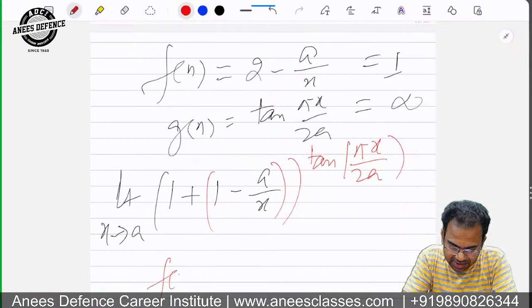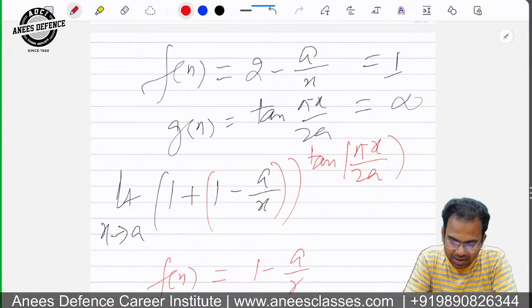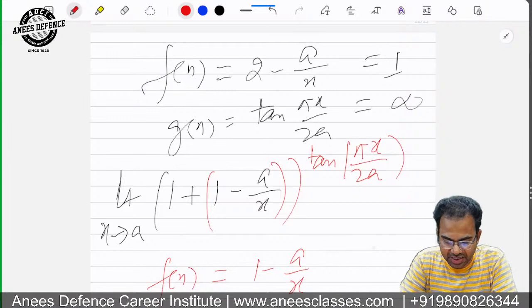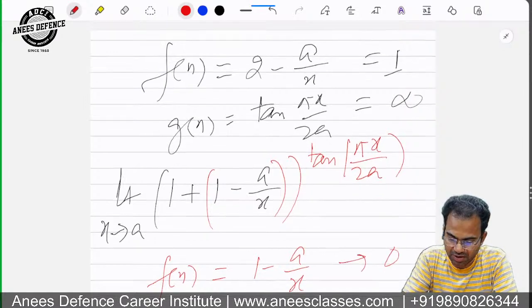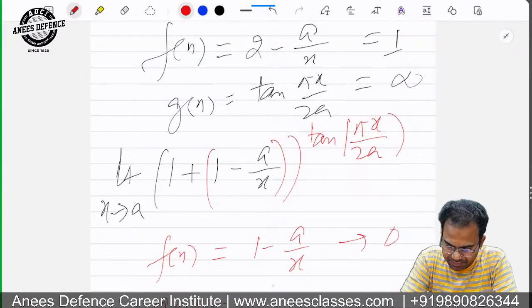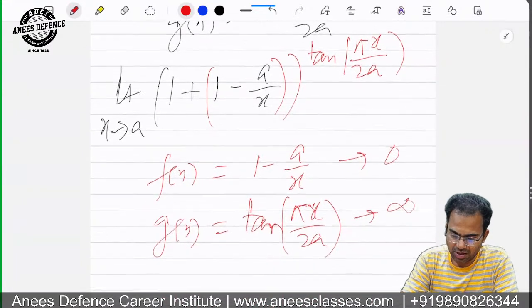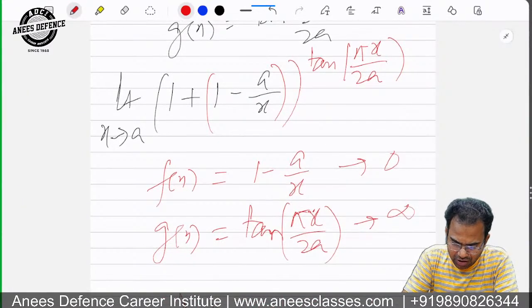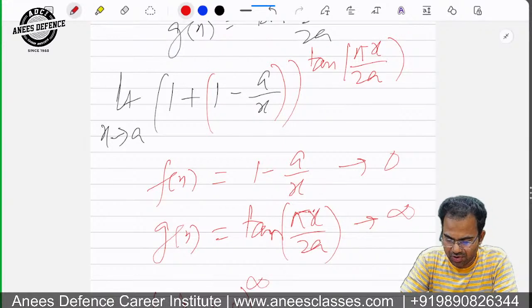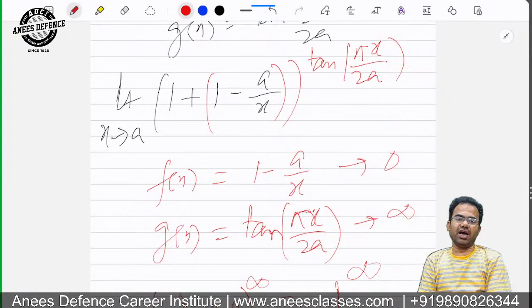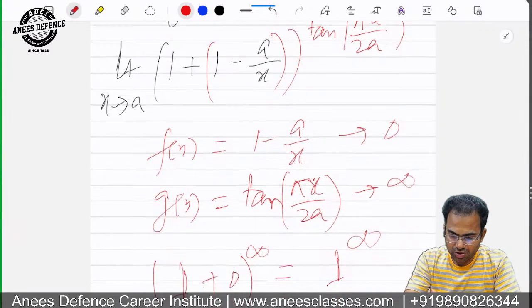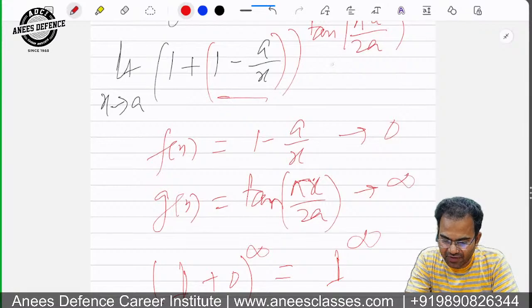Now here f of x is 1 minus a upon x. You will put x tends to a, you will get it tends to 0. Okay? And your g of x here is tan pi x upon 2a. So you will get infinity. Then 1 plus 0 raised to infinity. So we'll get 1 raised to infinity. So here f of x is this and g of x is this.